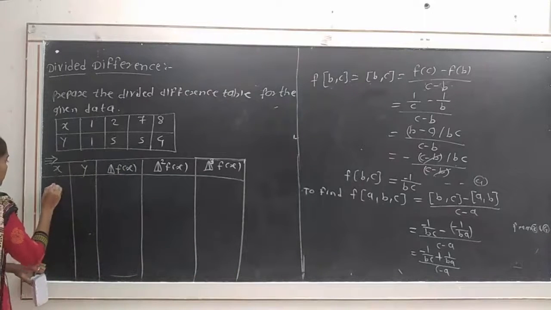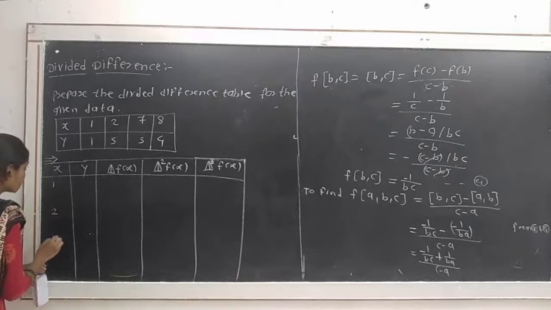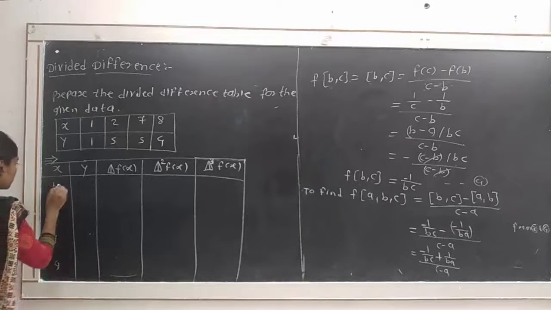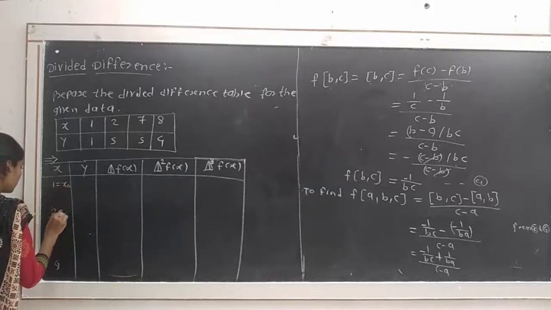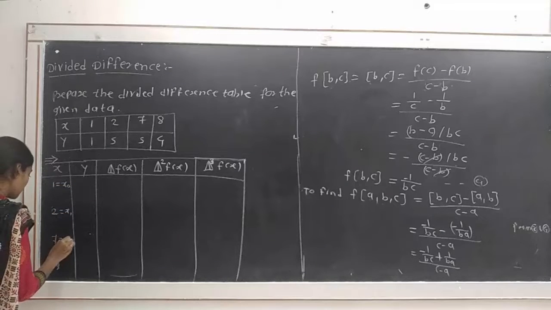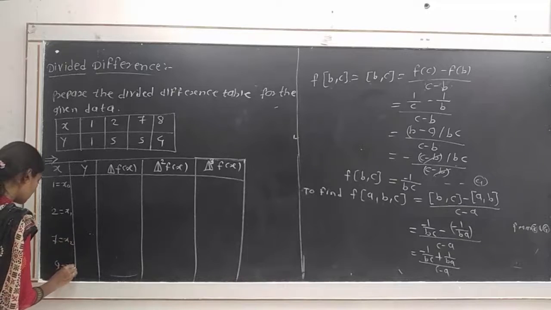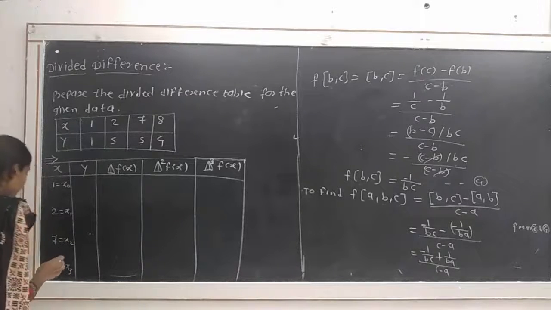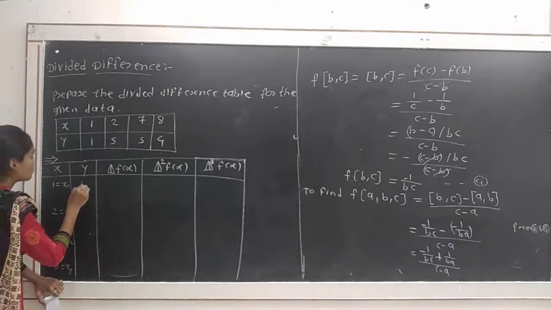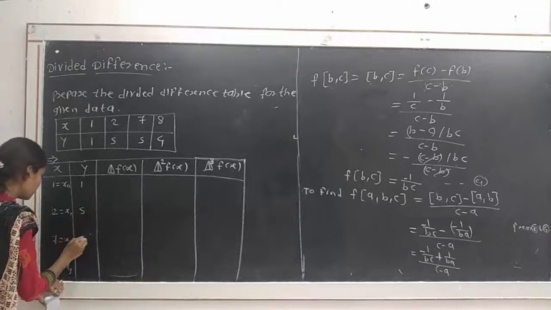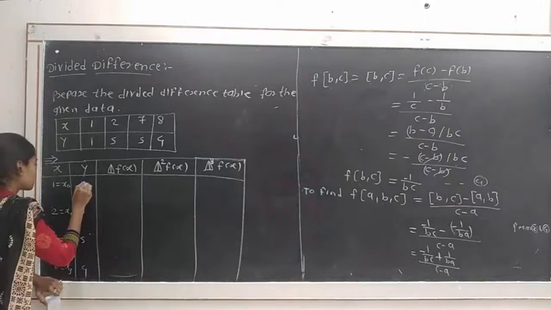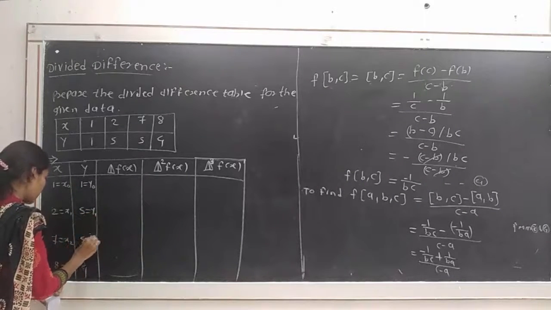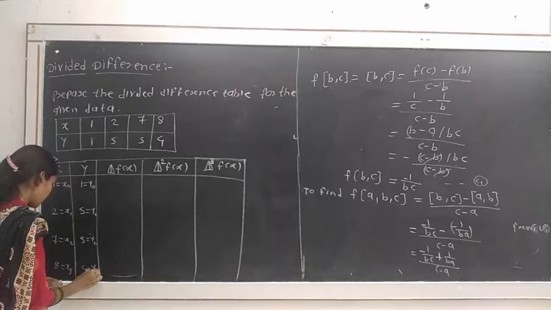Values of x will be here 1, 2, 7 and last will be 8. So we take it as x0, x1, x2 and x3, which is the 8. Then we write the values of y: 1, 5, 5 and 4. With respect to x0 it is y0, with respect to x1 it will be y1, then y2 and y3.